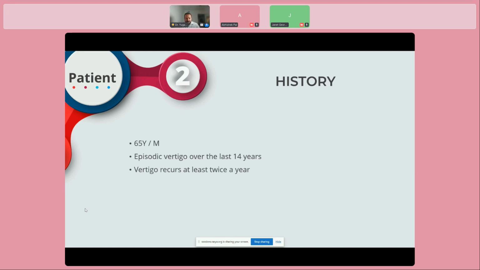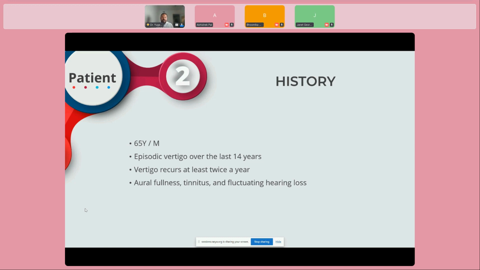It is a 65-year-old male. I use this patient every time because this is the epidemic of suffering by patients due to lack of knowledge, lack of awareness, and lack of specialists. This patient started having episodic vertigo 14 years ago. I think that's exactly my experience in the field. He also has recurring vertigo at least twice a year, maximum could be 4 times a year. It is devastating actually. Aural fullness, tinnitus, and fluctuating hearing loss are some of the concerns, but not consistent.